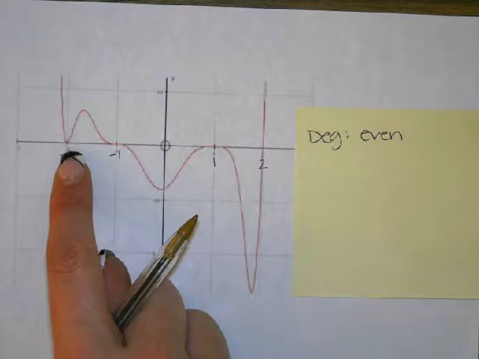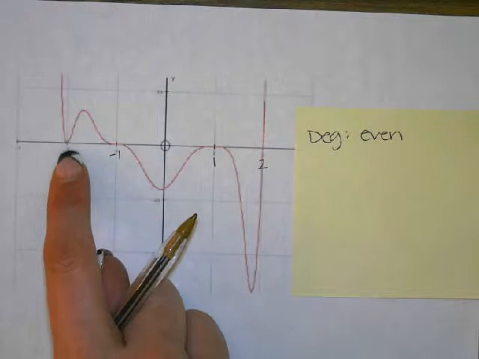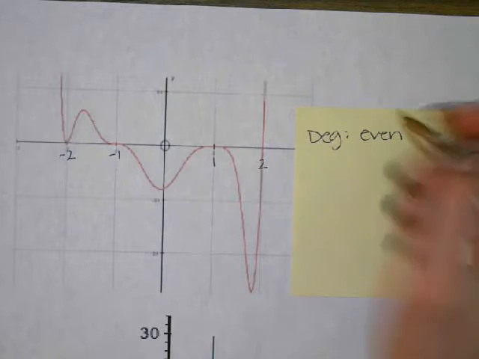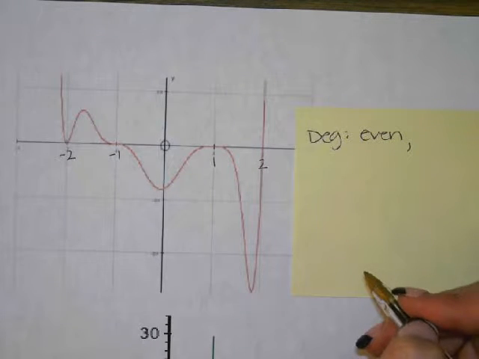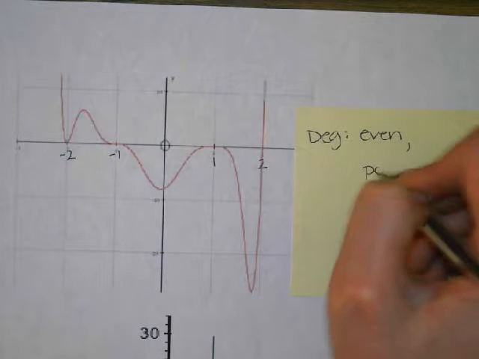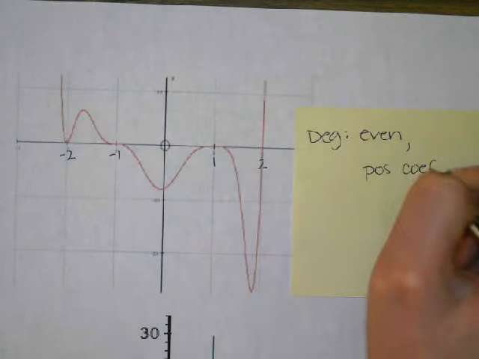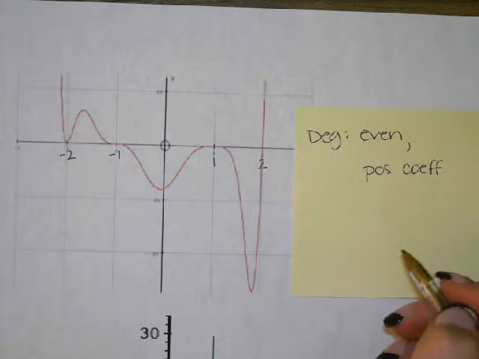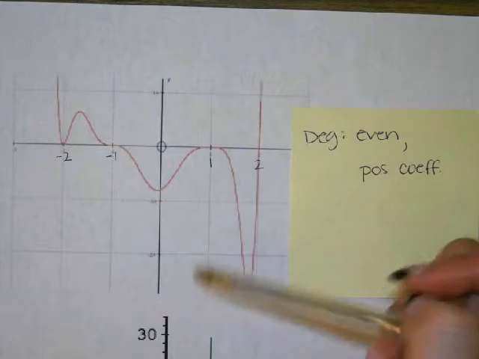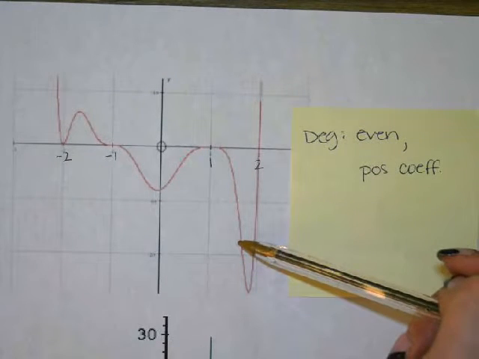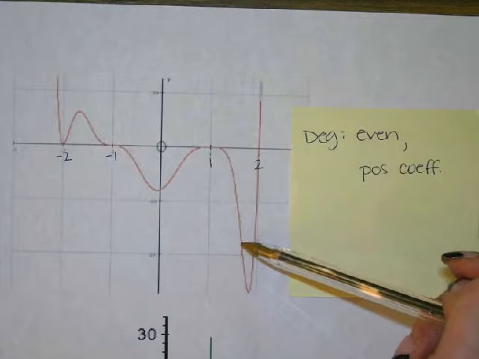So what's the multiplicity right here? Multiplicity of 2. Parabolas have multiplicity of 2. All right, so even, is there a positive coefficient or a negative coefficient? Positive. Again, how will we know if it's positive? Because the arrows both go up. If it was negative, they would both go down. Okay. What else can we see about the graph?